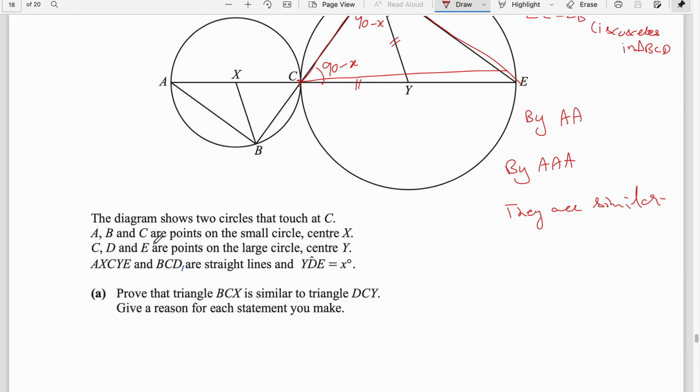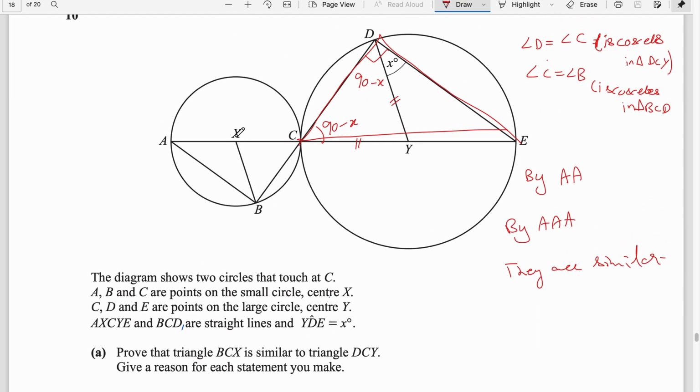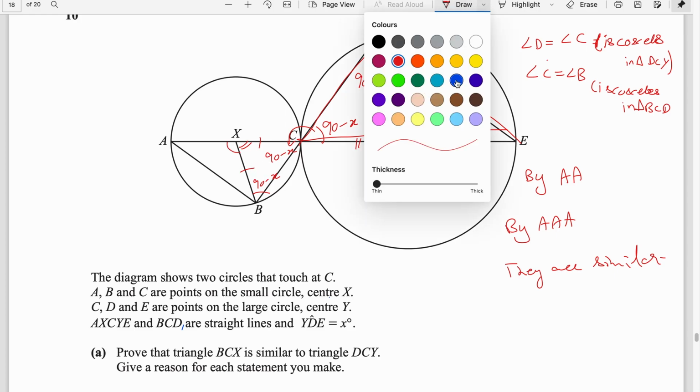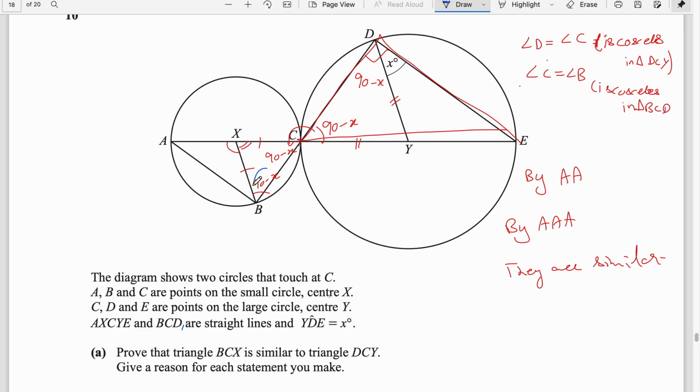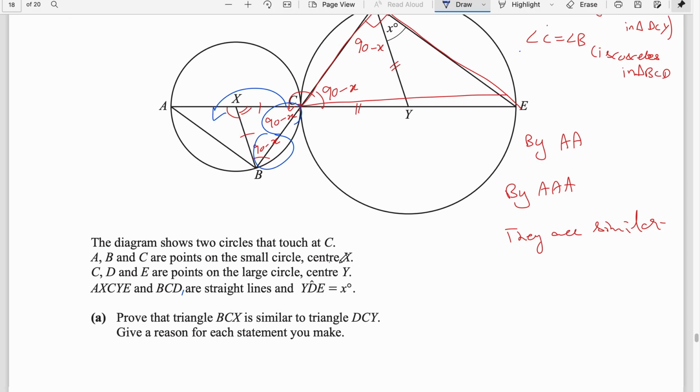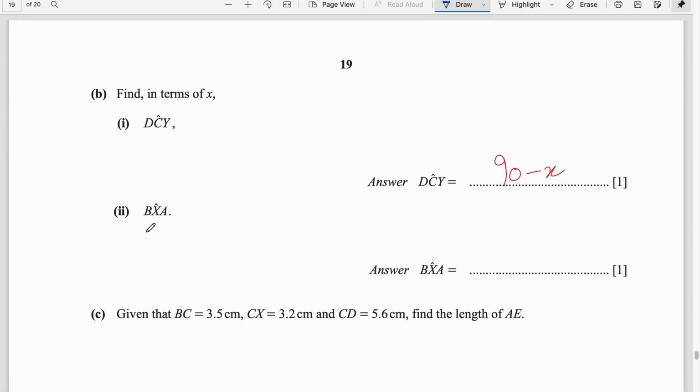BXA. This is B, this is X, this is A. For this angle right here, this is vertically opposite. These two are radiuses. So this is again 90 minus x, isosceles triangle. So when you take away these two, you'll get this angle. And when you take away this again from 180, you'll get this. So ultimately, this angle right here is actually the sum of these two. So it is 2 times 90 minus x.